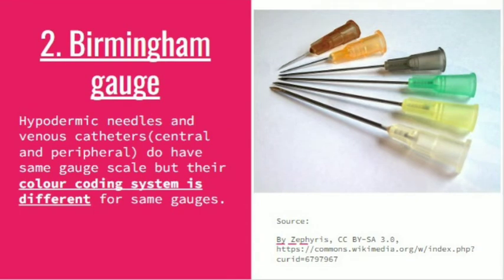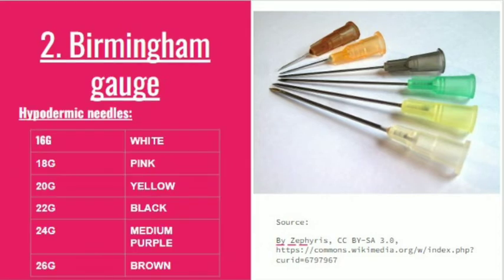This system, which is used to measure the diameters of needles, has a link with the color coding system, so that colors symbolize the gauge values. But hypodermic needles and venous catheters have different color coding systems for the same gauge values. So a 15 gauge hypodermic needle will have a different color and a 15 gauge venous catheter will have a different color. First, we will link the color coding system of hypodermic needles with the gauge system.